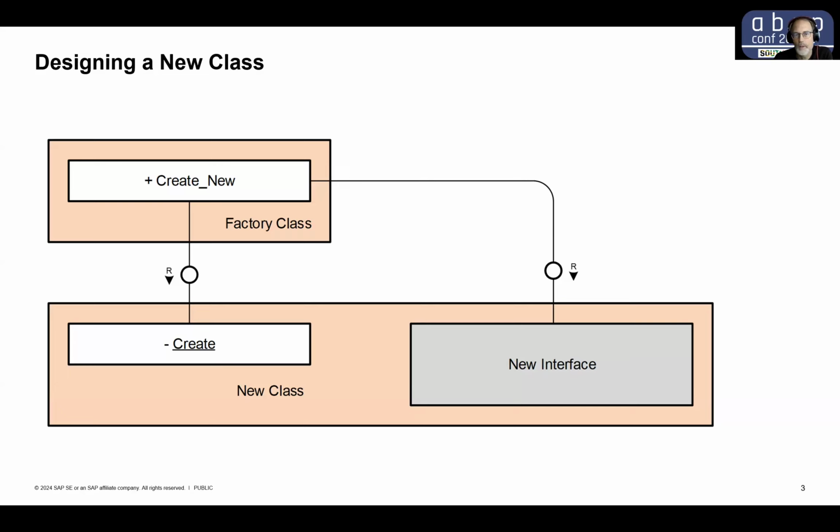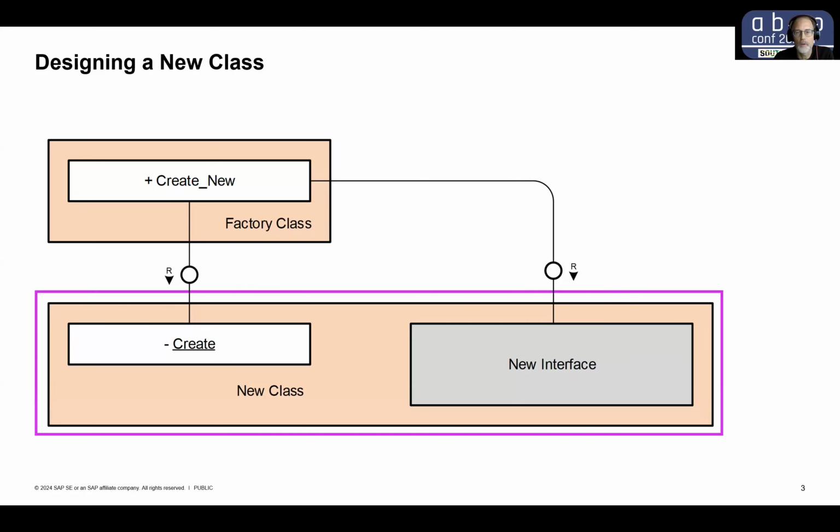And since the factory is defined as a friend of the new class, this creation method can be private. So you see it with a minus sign. Whereas, of course, the method of the factory, which the world around the new class should use, yeah, is public. You see it with the plus sign here. And yeah, when the create new method returns an object, it does so by reference to the interface. And we will see on the next two slides why this mechanism is so useful.